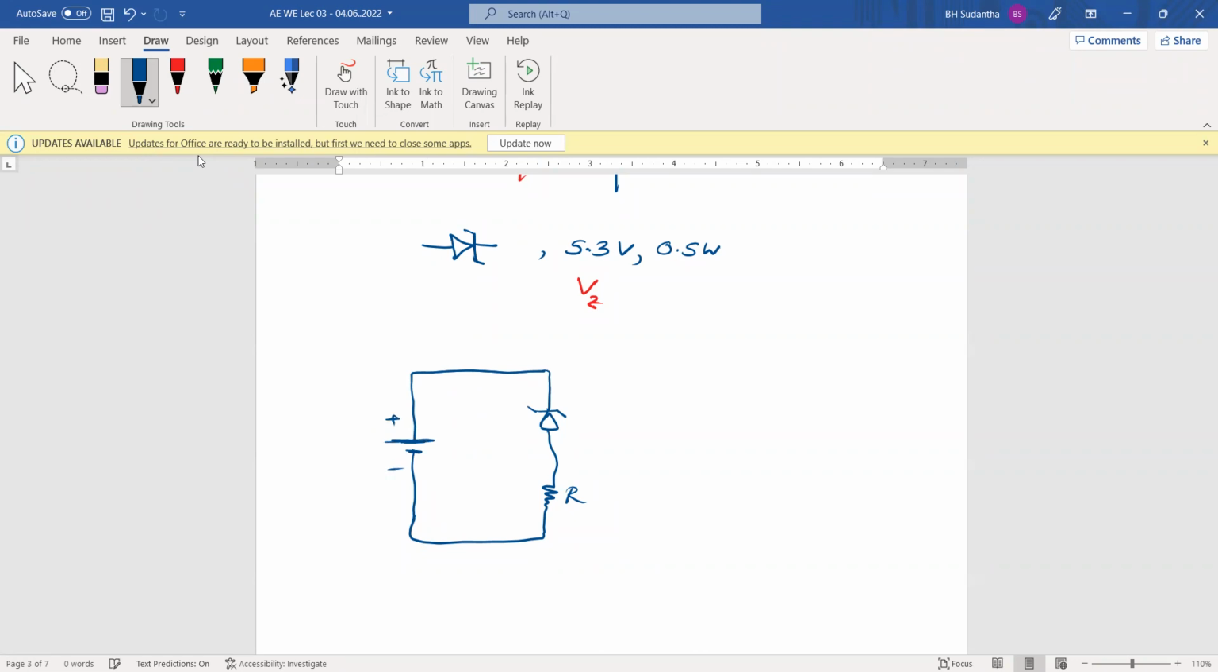Now we reverse bias it: the positive voltage comes here and is applied to the cathode terminal. Then the diode is reverse biased. Assume that this Zener voltage is 5.3 volts. If it is 5.3 volts across this one, the Zener starts conducting. Then this current will flow. Then this 0.5, what does it mean?